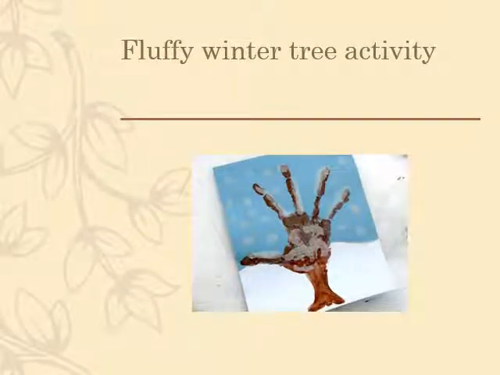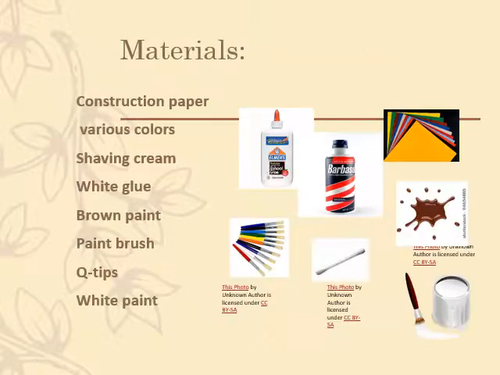The activity I chose for this project is called Fluffy Winter Trees. The materials that we need would be construction paper of various colors, shaving cream, white glue, brown paint, paintbrush, Q-tips, and white paint. Of course, some containers.